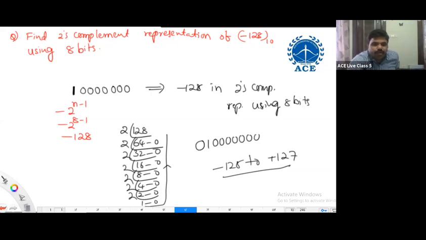It is not overflow. Many of you have mentioned there is an overflow. It is not overflow. It can be represented using 8 bits.